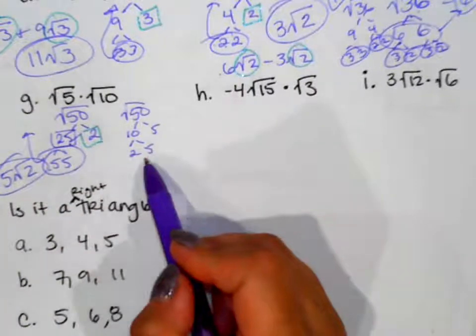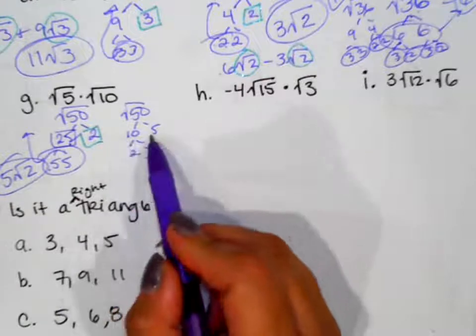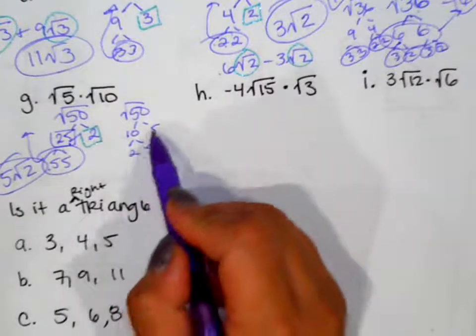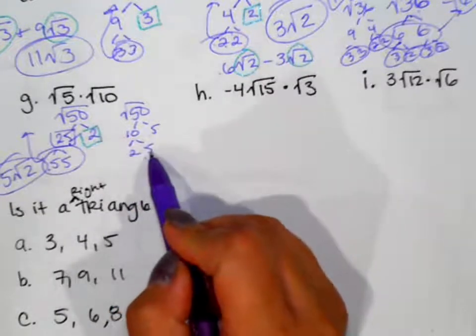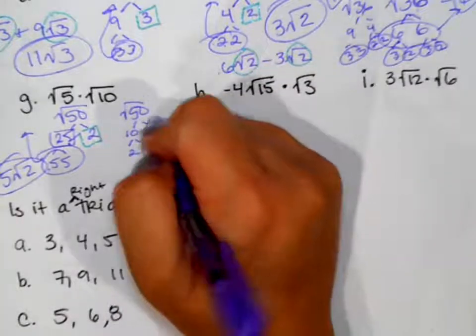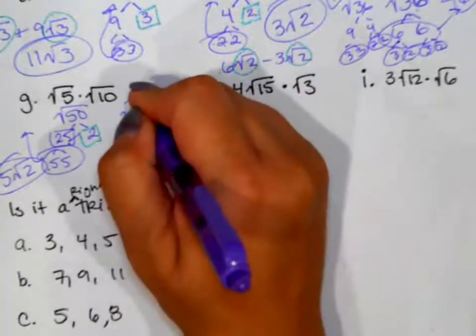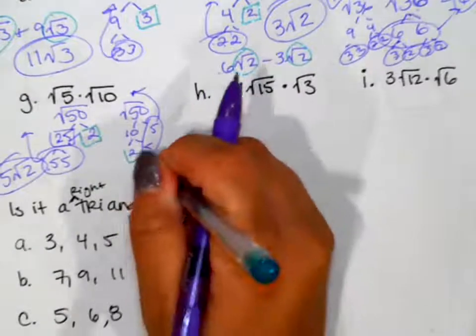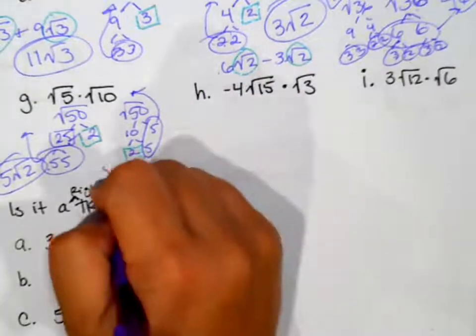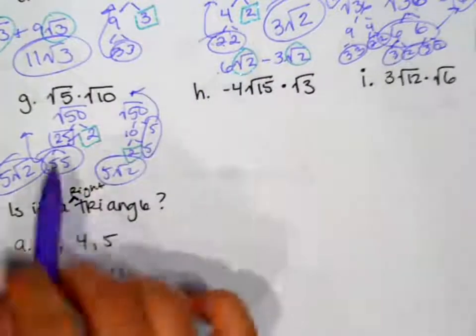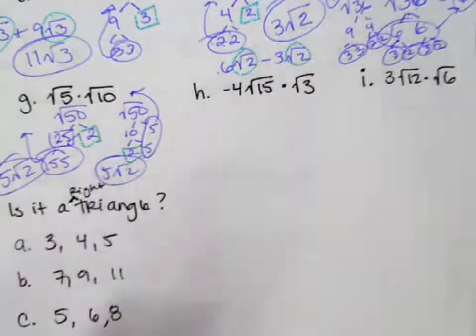If you did it this way, if you did 10 and 5, you have 2, 5, and 5. You have a pair of 5s. That guy's out. This guy's stuck inside. Your answer is 5 rad 2. So regardless of your factors, there you go.